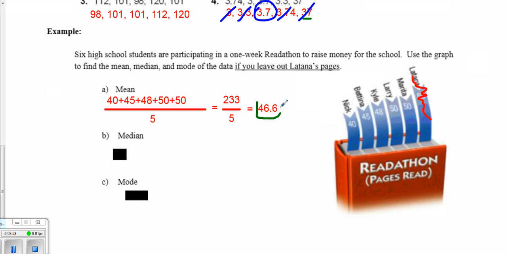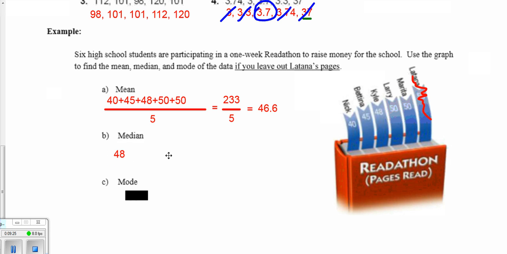When I say mean, I mean to say that it's our average. This is the average. Each person read, on average, 46.6 pages. Median. Median just means the one in the exact middle. So cross out 40, cross out 40. Cross out 45, cross out 50. One left in the middle right there is 48. So that is going to become, I'm going to get rid of those pieces.